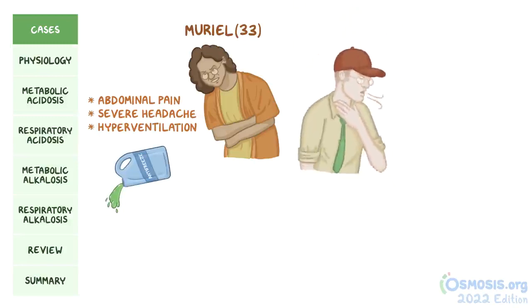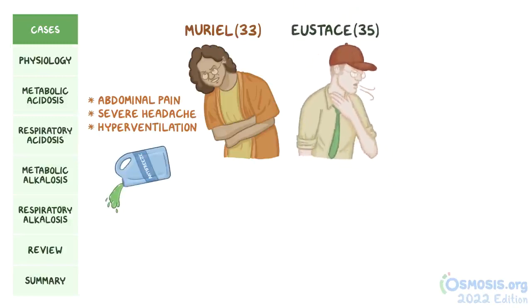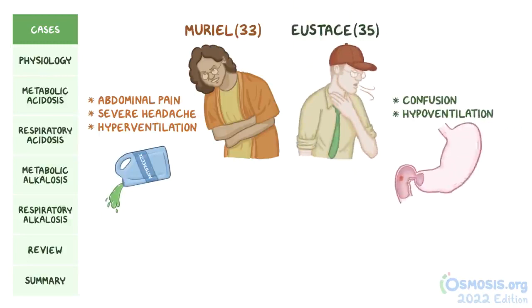The other one is 35-year-old Eustace, who came in with confusion and hypoventilation. Eustace also has duodenal ulcers, for which he has been taking antacids. Among other tests, an ABG was done for both individuals.